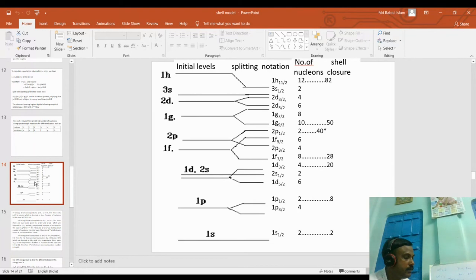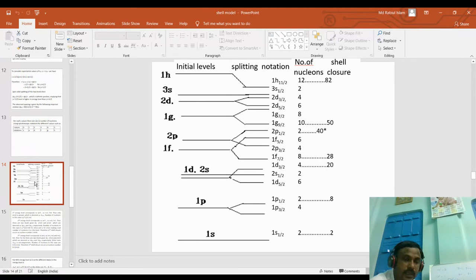Now the 1h level, for h, L equal to 5, the j values will be equal to 5 minus half, equal to 9 by 2, and 5 plus half, equal to 11 by 2. So 1h 11 by 2. The energy level of 1h 11 by 2 will be lowered in such a way that it forms a separate level, and it has a number of nucleons. Since the J value is 11 by 2, the number of nucleons will be 12. And the previous shell closure was 70, and if you add 12 to 70, it gives you 82, which is a magic number.